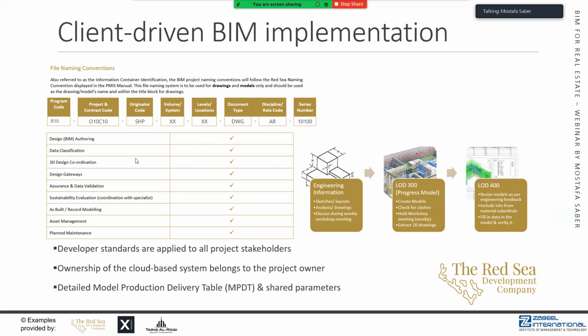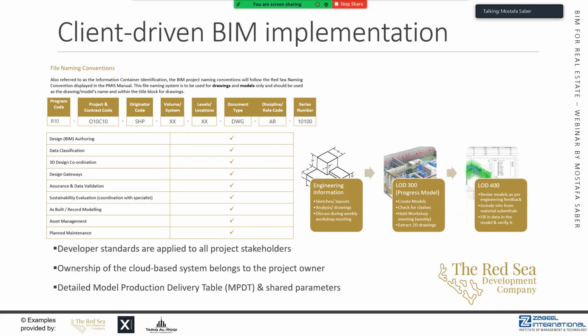The originator code is a code that we have for each company working on the project. And I'm sure also Al-Futtaim has a similar way of naming. The volume is then used to define which type of building or which part of the building it is for, and then the level or location. XX means general, and then if we have multiple levels, it has a different code. If we have a specific level, then the number of that level is assigned.